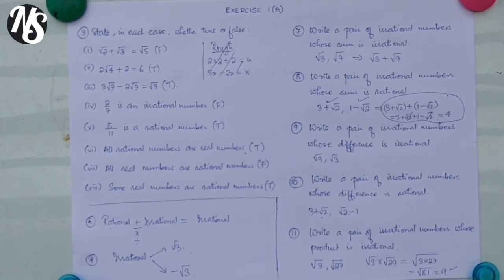This is rational, right? So if you write rational, this becomes question number 12. These are the pairs of irrational numbers whose product is going to be a rational number. Similarly, if I ask you to give me a pair of irrational numbers whose product is irrational, then you can give your answer to be root 3 and root 7, because when you multiply root 3 into root 7, you get root 21, which is also irrational.